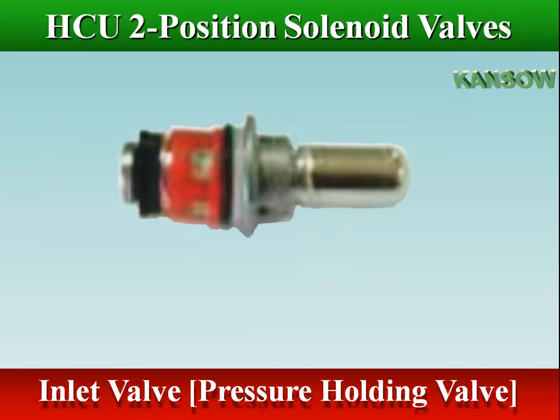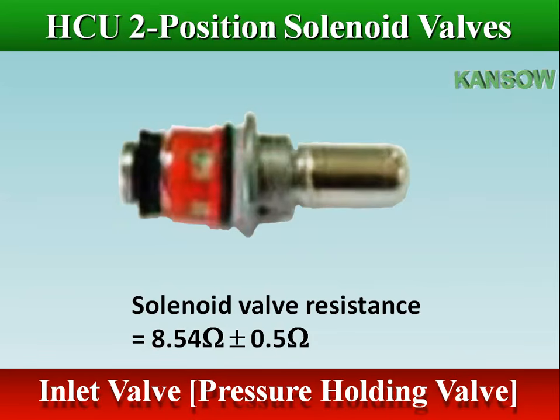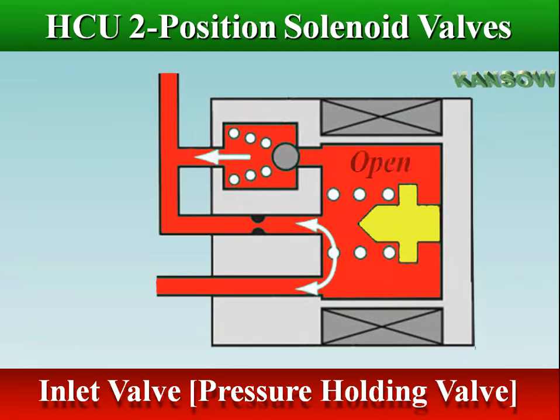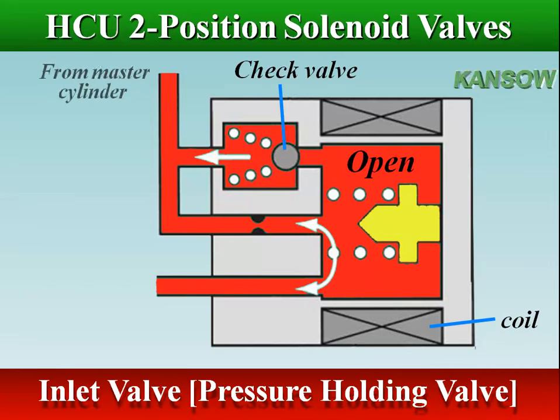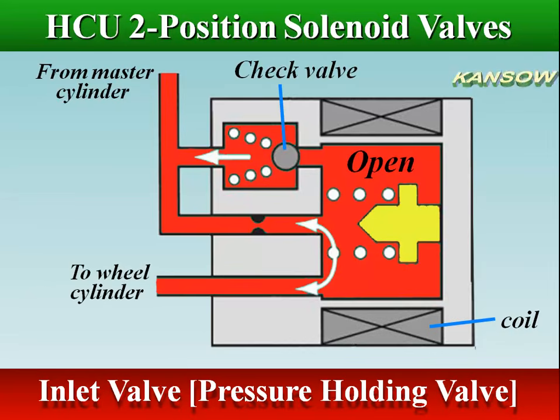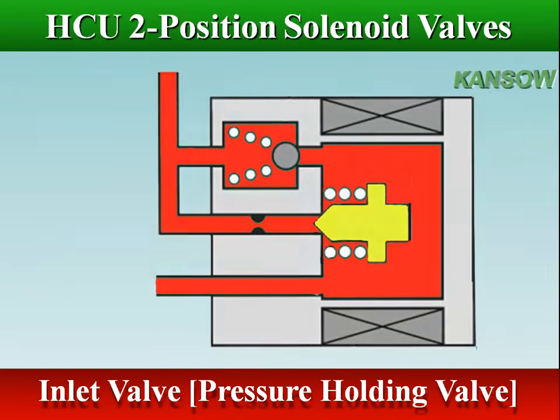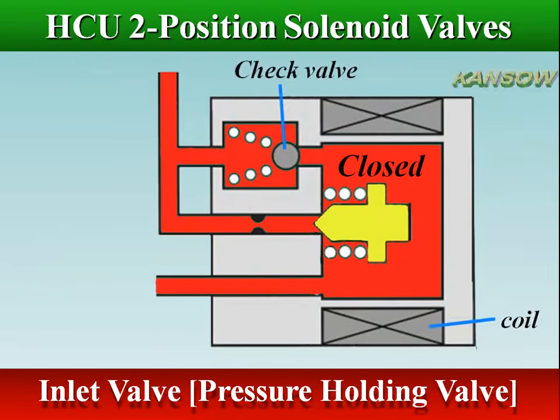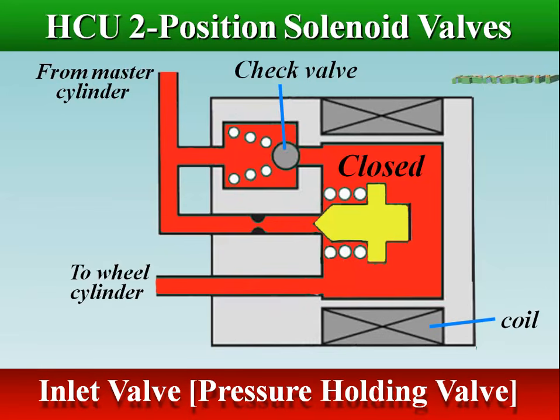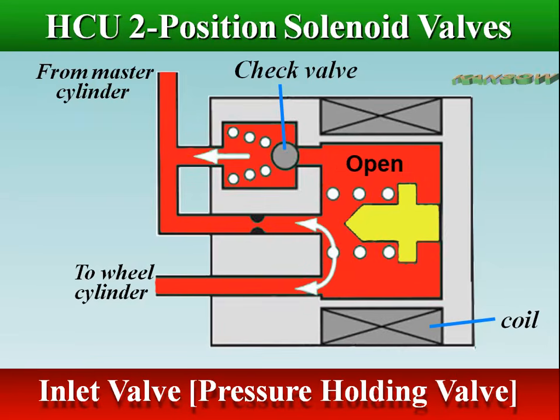A normally open inlet valve allows fluid to flow from the master cylinder through the valve into the brake units. Pressure holding valve controls the circuit between the brake master cylinder and the wheel cylinder. The valve is spring-loaded to the open position, normally open. When current flows in the coil, the valve closes. A spring-loaded check valve provides an additional release passage when pressure from the master cylinder drops.